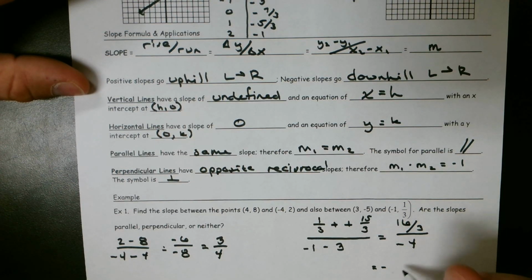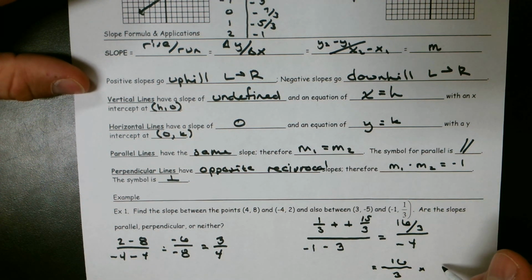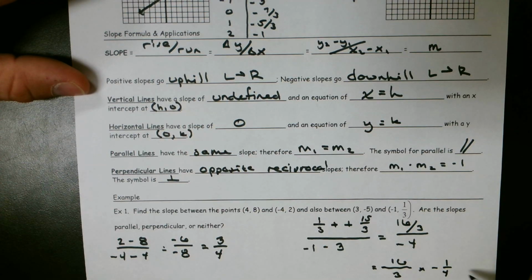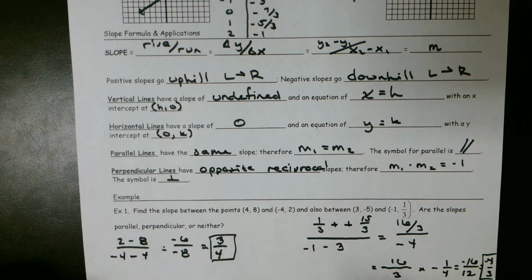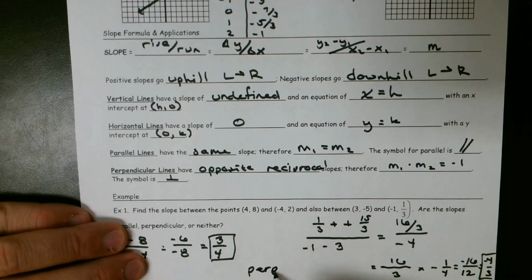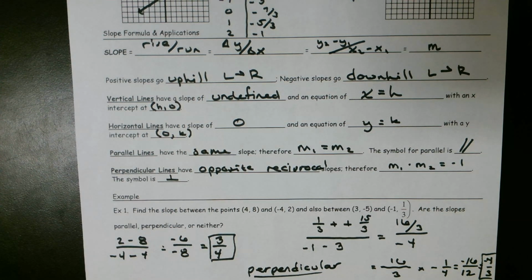Well, when you divide fractions, 16/3, change the division to multiplication and flip the bottom one, so it'd be times -1/4, which is -16/12, which is, I know I'm running out of space here, but -4/3. So because this one is -4/3 and this one is 3/4, those are opposite reciprocals of each other. Therefore, these 2 lines are perpendicular. Opposite reciprocals of each other.